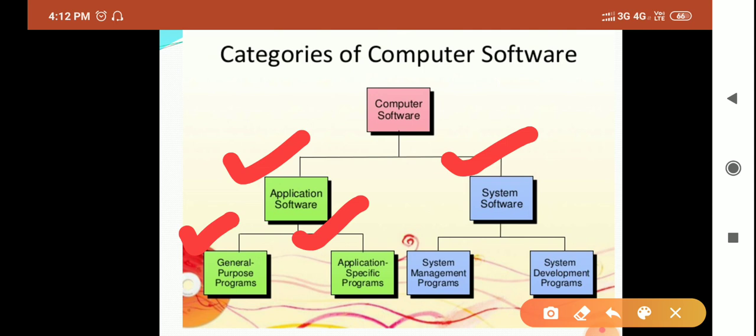System management programs manage the file, memory, location, input, output, etc. And system development programs are the commands or the program code written by the user, and as per the command or program, the computer learns.